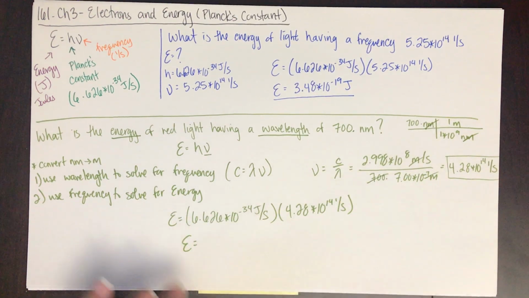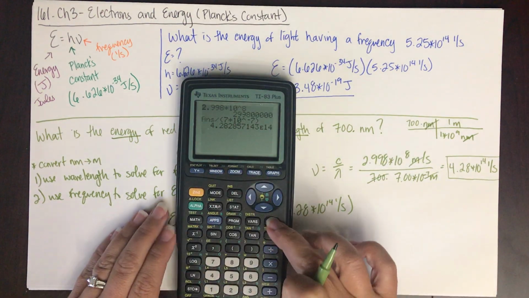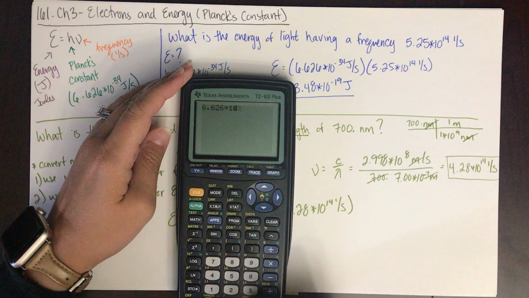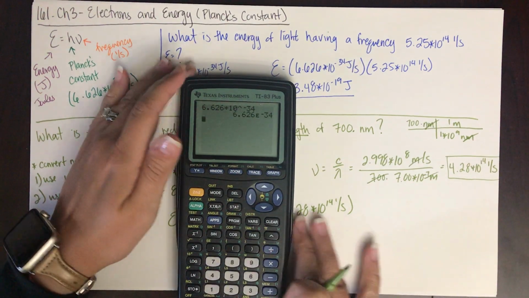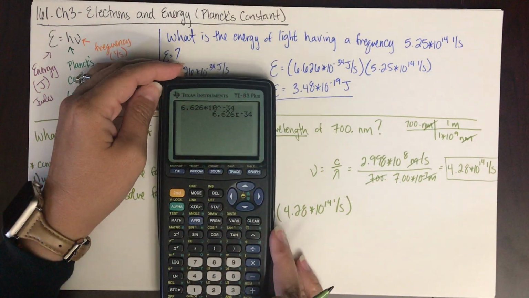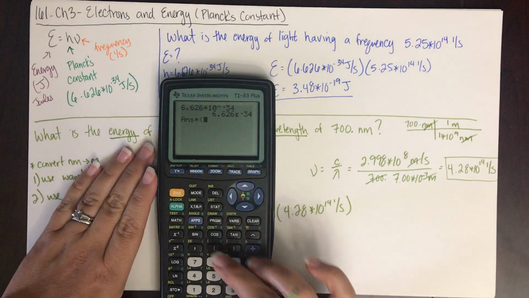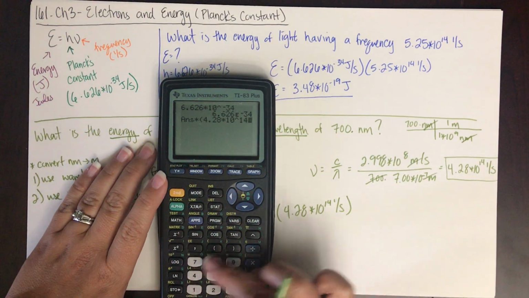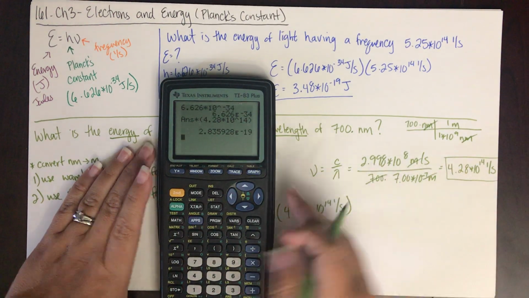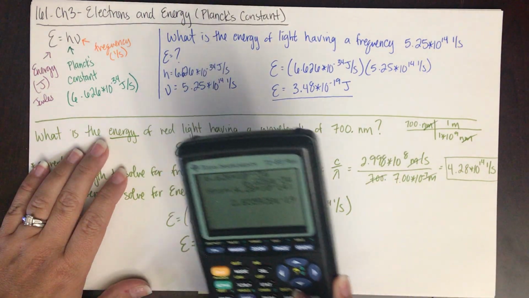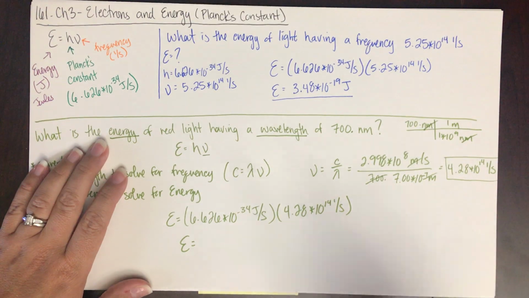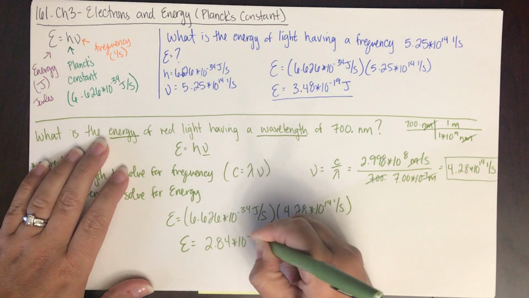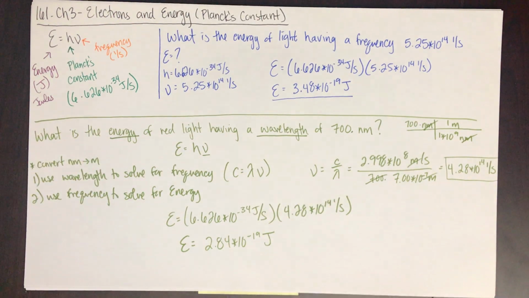And we'll get energy equals, so let's say 6.626 times 10 to the negative 34th times 4.28 times 10 to the 14th, 1/seconds. And we get an energy of 2.84 times 10 to the negative 19th joules.